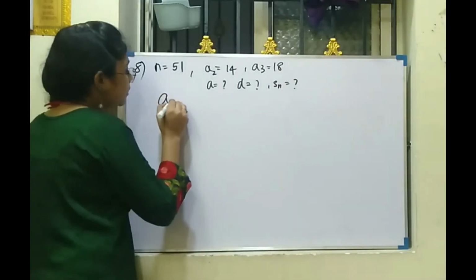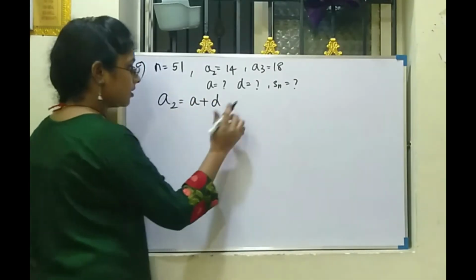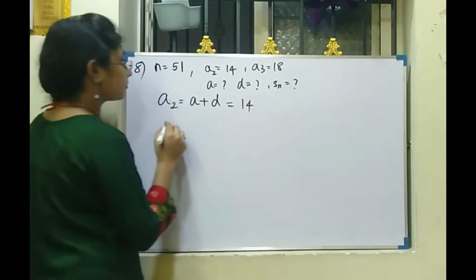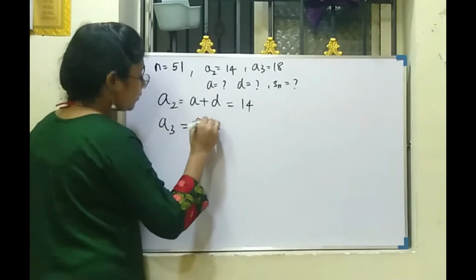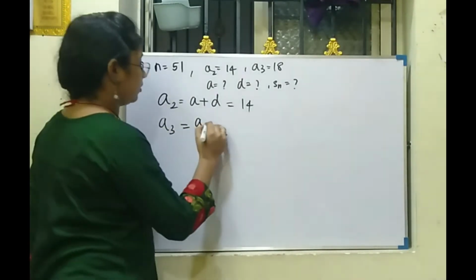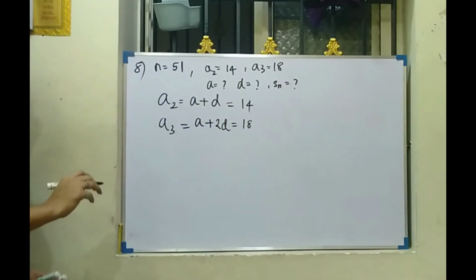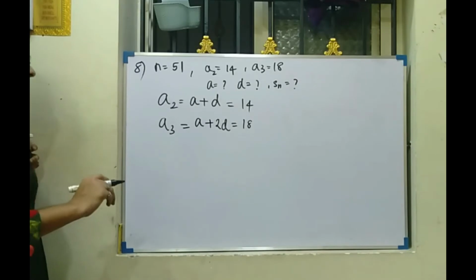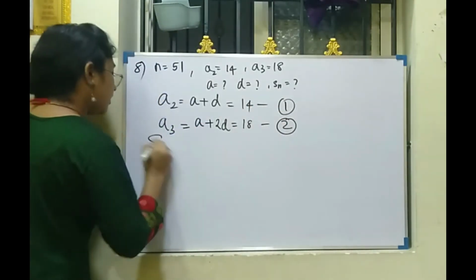Here we know the value of A2, and let me expand this, where A plus D is equal to 14. You know the value, and while expanding A3, okay. So this will be your equation 1 and this will be your equation 2.